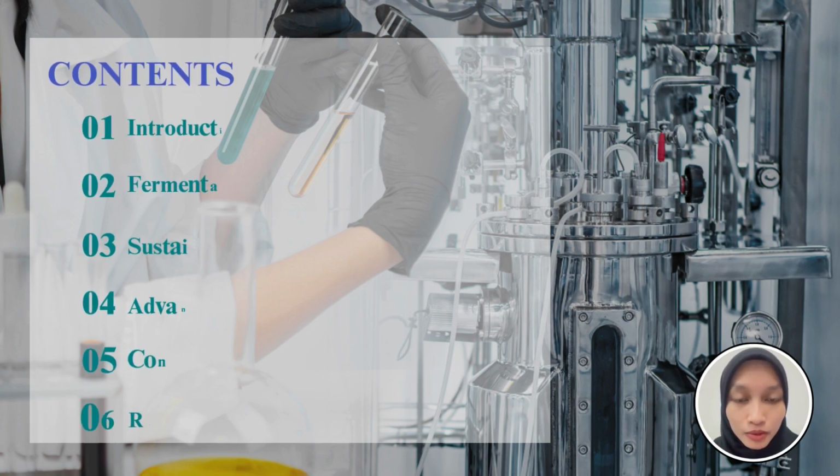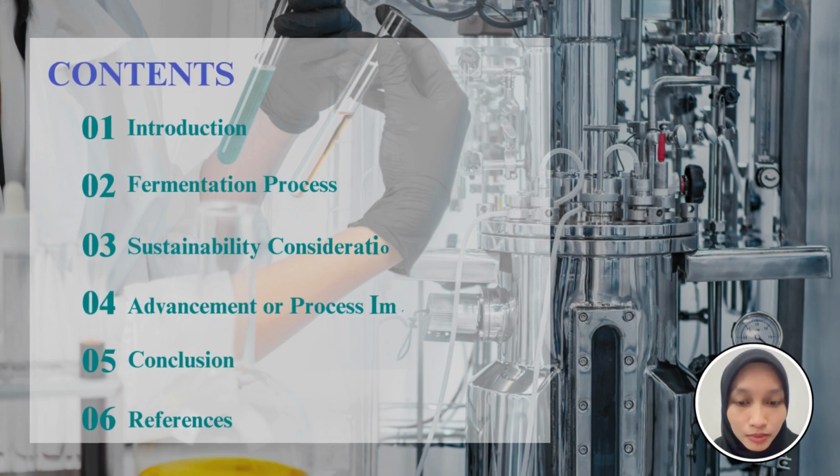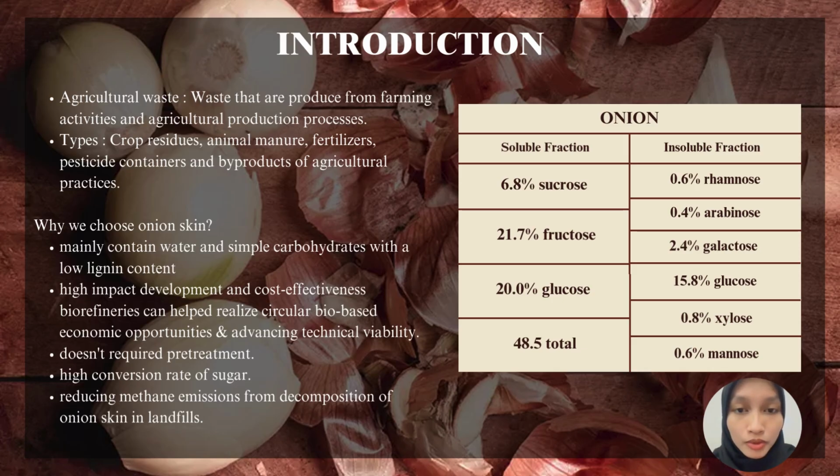In this topic, we will explain to you roughly about the agriculture waste and why we choose the onion, and we also will explain to you about the fermentation process, sustainability consideration, and advancement or process improvement. In this topic, we are producing bioethanol from agriculture waste.